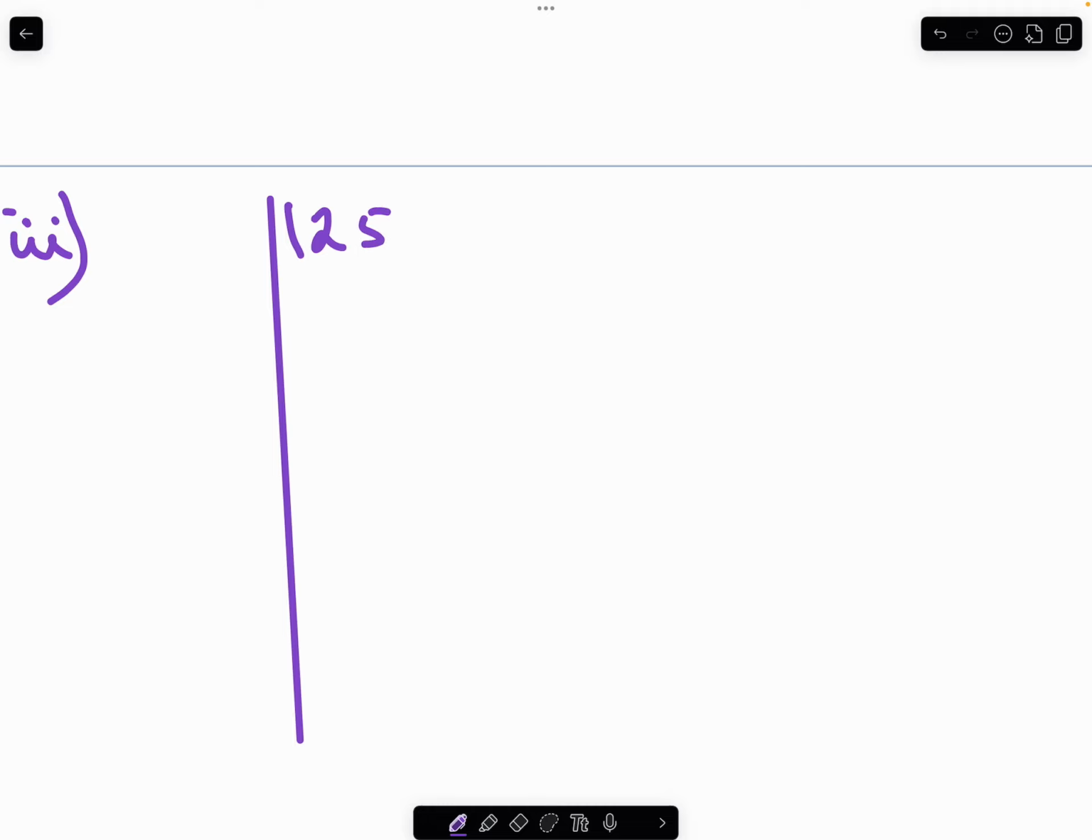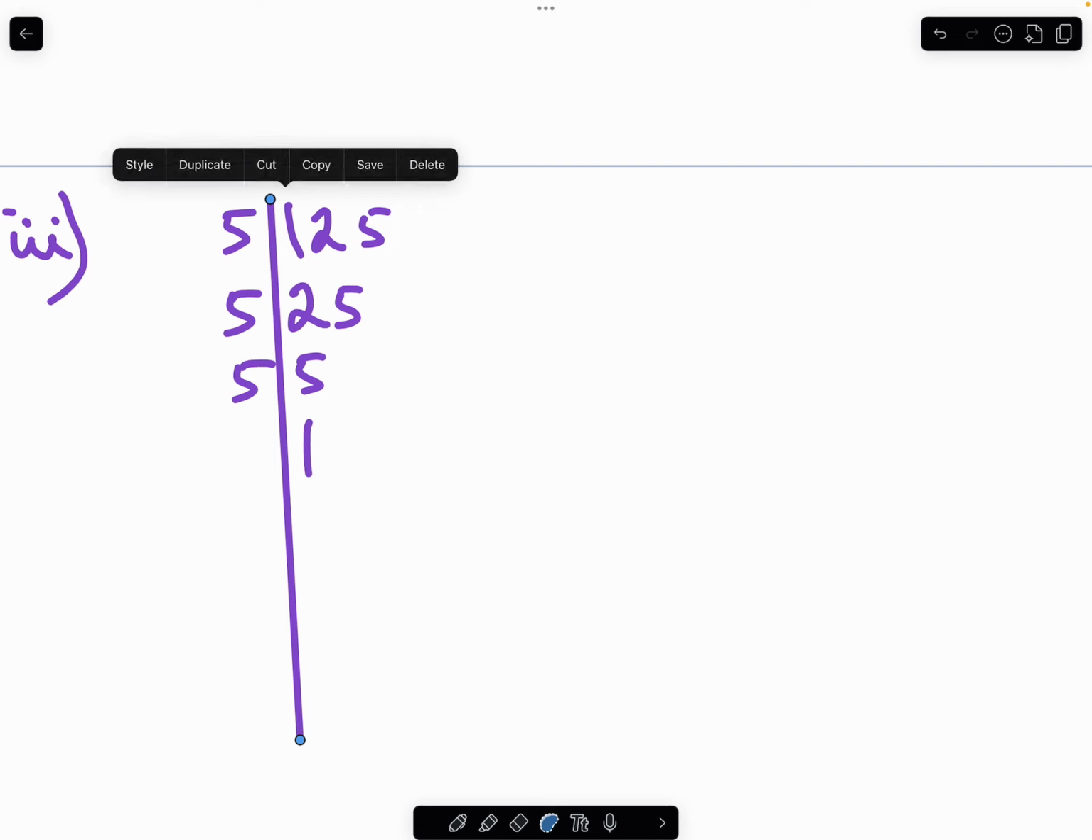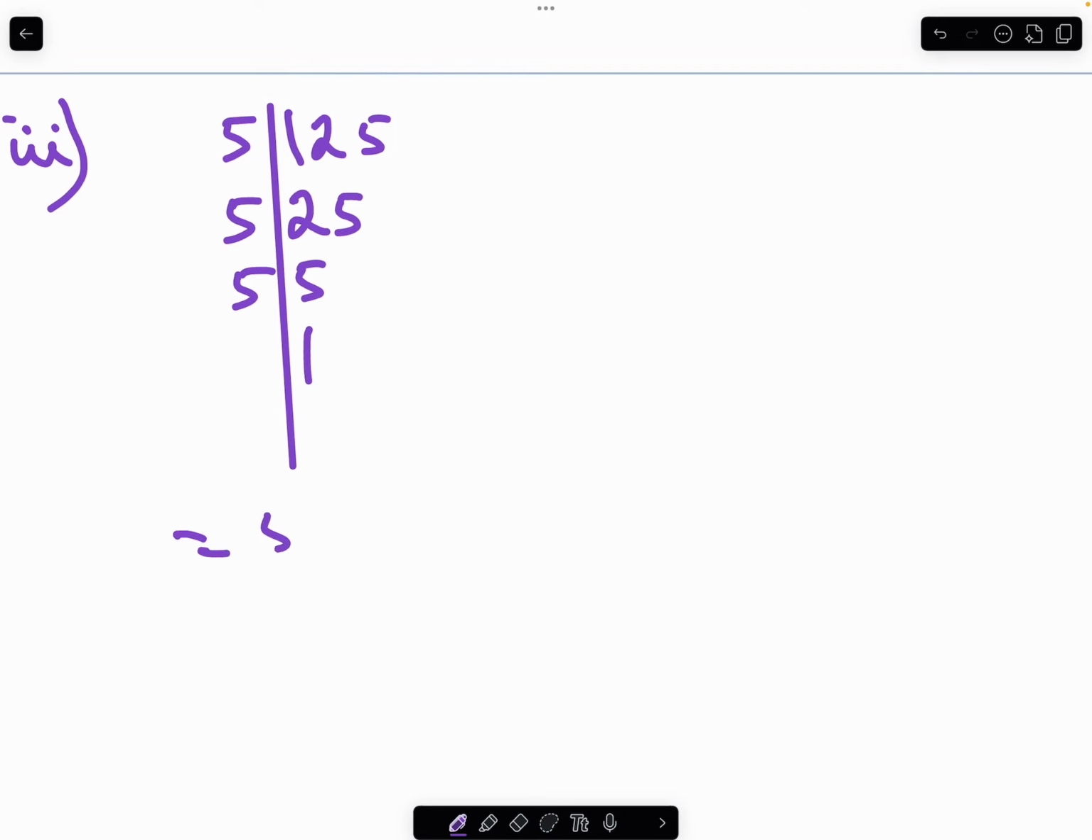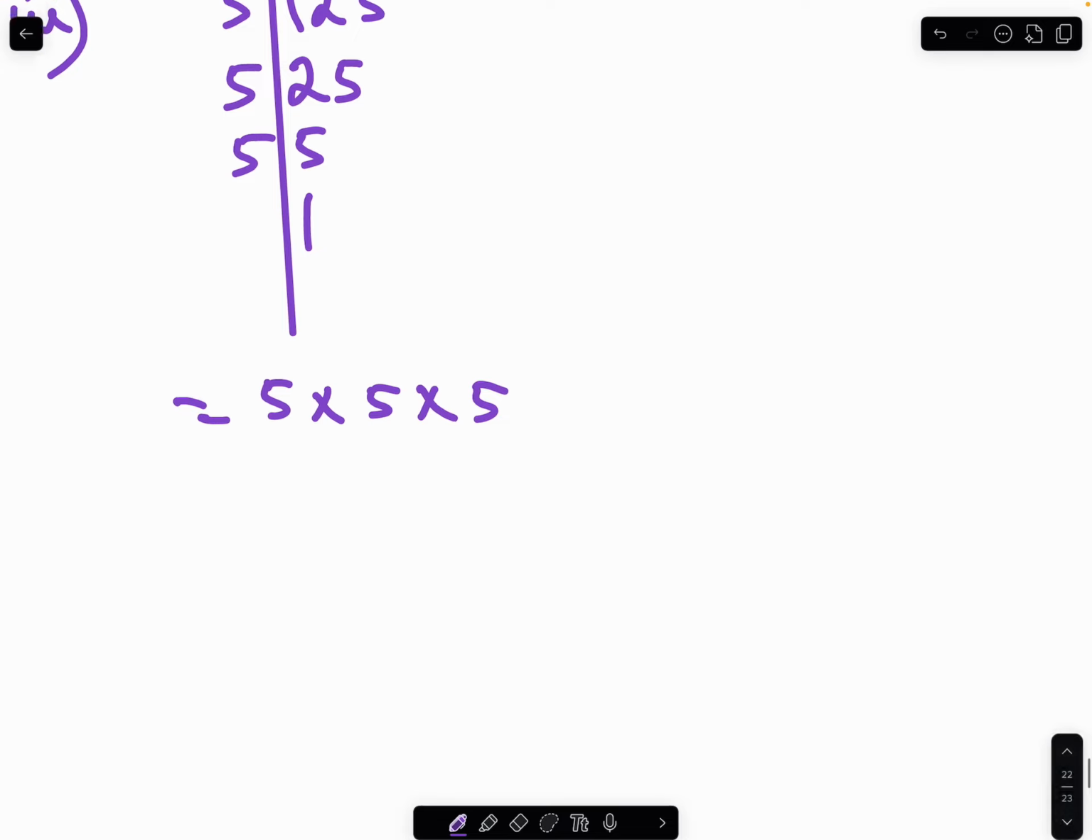125. Here, 2 is the smallest prime number ever, but it won't divide this number. The next one is 3, it won't divide this number. The next one is 5, it will divide it. 5 in 125 is 25. 5 in 25 is 5. 5 in 5 is 1. So 125 as a product of its prime is 5 times 5 times 5. So that's how to express a number as a product of its prime.